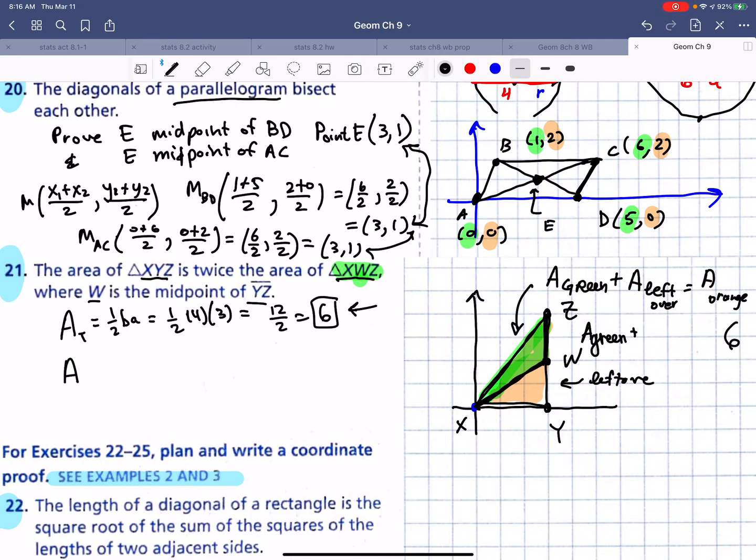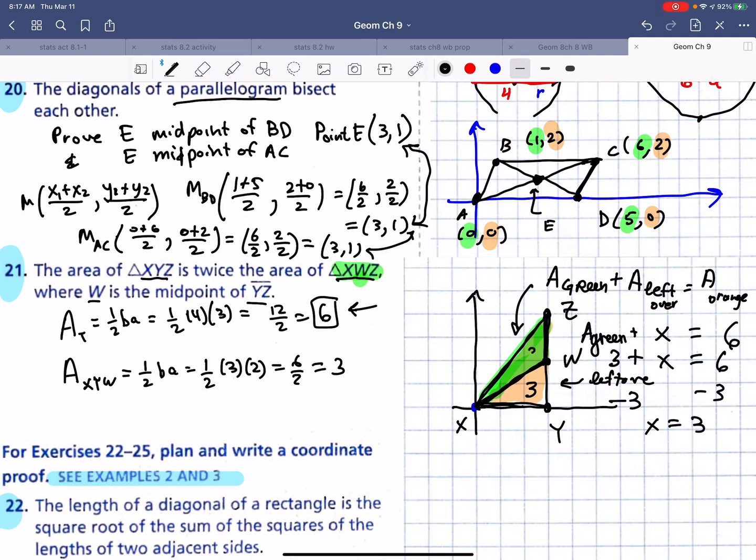So let's find the area of XYW. The area of XYW is 1/2 base times altitude. So 1/2, it looks like the base is 3 and the altitude is 2. So that's 6 over 2, so that's 3. If the area of this is 3, and we don't know what that is, but 3 plus x is 6, if we subtract 3 from both sides, we know that this has to have an area of 3. So that is a true statement. We've proven it.